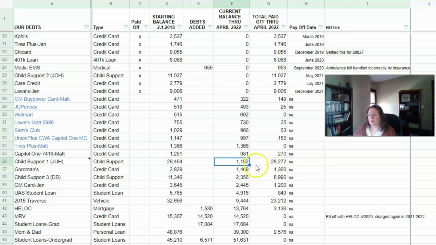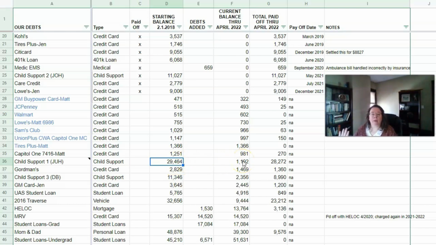This one is just about done. The balance is $1,192, and Matt pays $451 and change to this every month. So you can see it started pretty hefty. It was his biggest balance for child support. He had over $50,000 when we first started that included support and interest, and a very large chunk of that was interest as opposed to being the support itself.